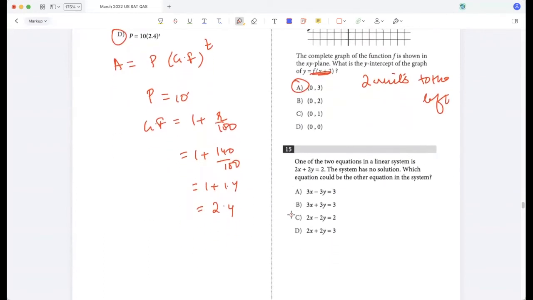One of the two equations in a linear system is this. The system has no solution. Which equation could be the other equation? So no solution would mean that the lines are parallel, which means that basically we have x plus y equal to 1. So they should be of the kind x plus y equal to some constant k, where k is not 1, right? So that would be 2x plus 2y equal to 3, because that is basically x plus y is 3 by 2.